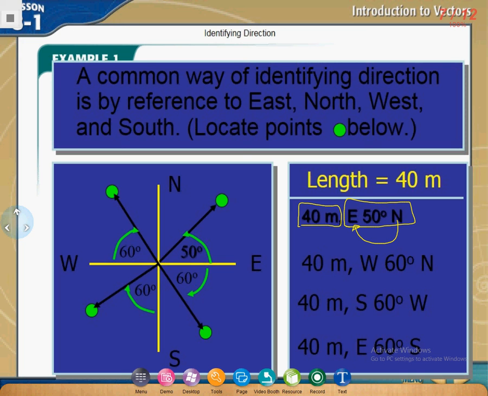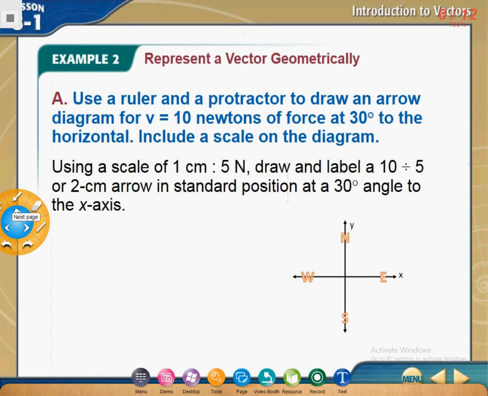From where I have to start? From east. So I will start from east going to the north with 50 degrees. This is my angle. Again, this is my angle. I want you at home to try to practice these three. If you need any question, let me know next time. So this is just practicing for you.